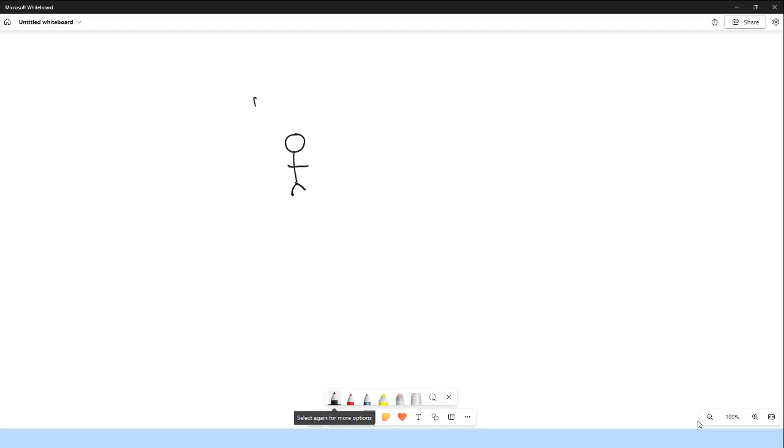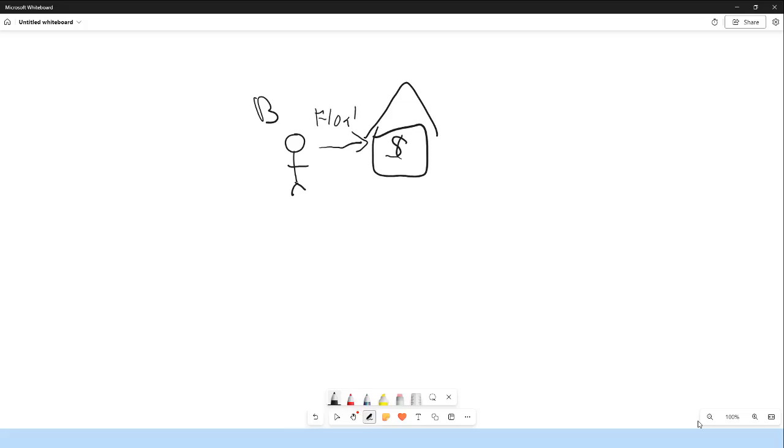So this is you, the borrower. You are getting a floating rate loan from the bank. This is the bank here. And so you're going to be paying them a floating rate. Okay, but you don't want to do that. You actually want to fix your rate.